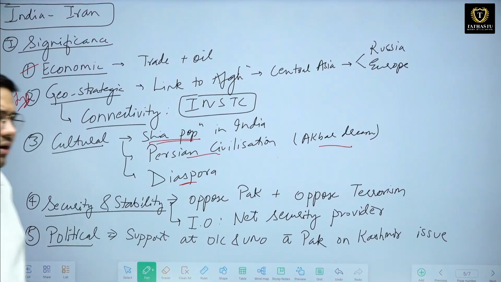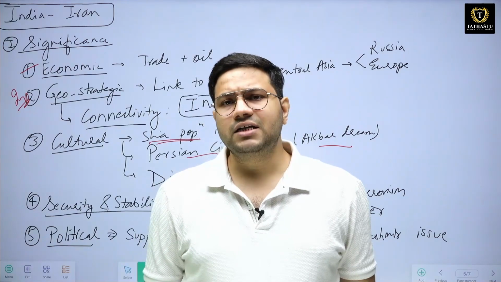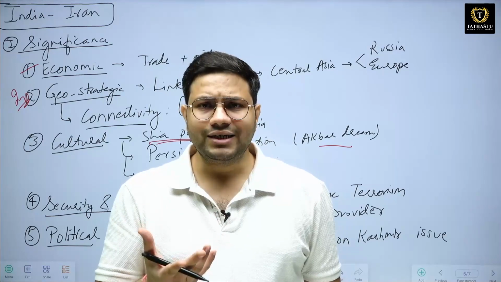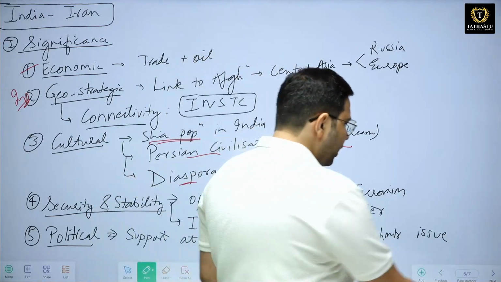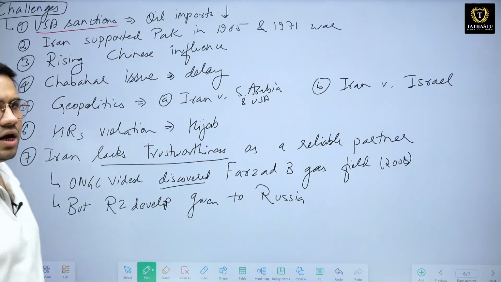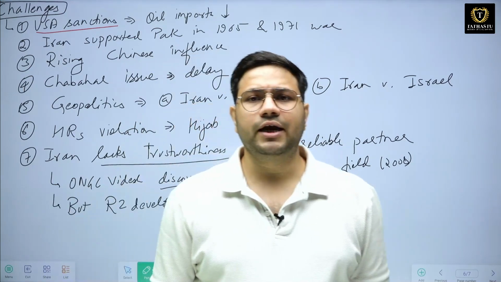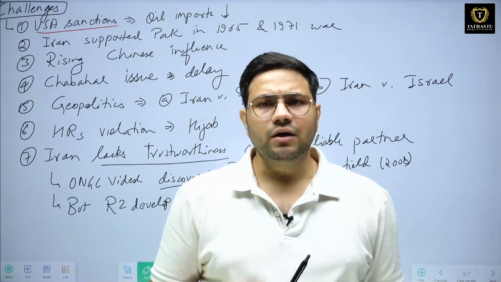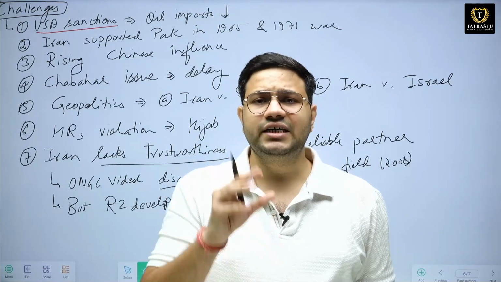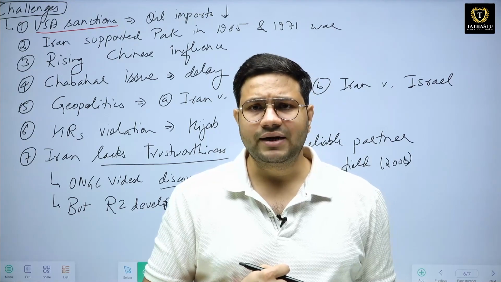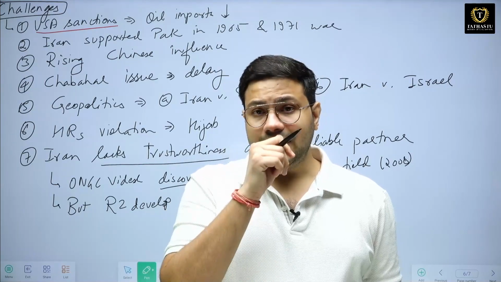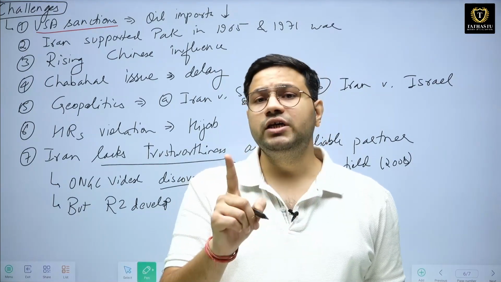Next, political. So again, we need Iran's support against Pakistan in multilateral organizations like UNO, OIC, and other places. Now let us see the challenges. In challenges, USA has put sanctions. USA put sanctions on Iran after they came to know that Iran was developing its nuclear missiles. Now, since India was importing a lot of oil, because of these sanctions, India had to reduce our dependency on Iran. But over here, understand that India needs to find an alternative to deal with USA sanctions.